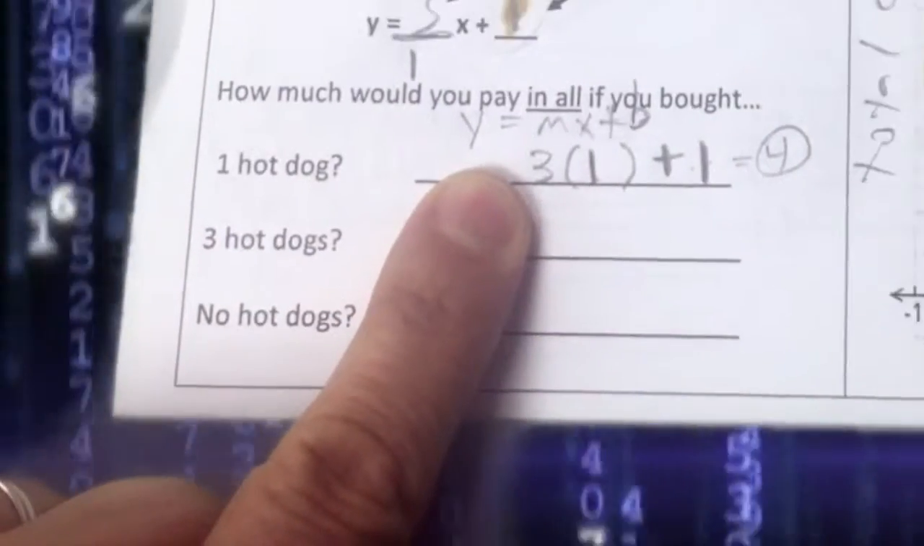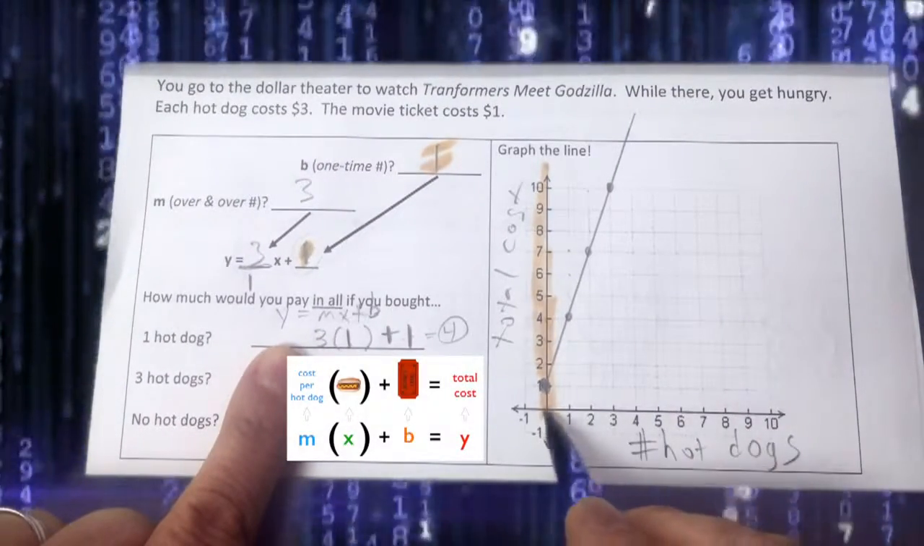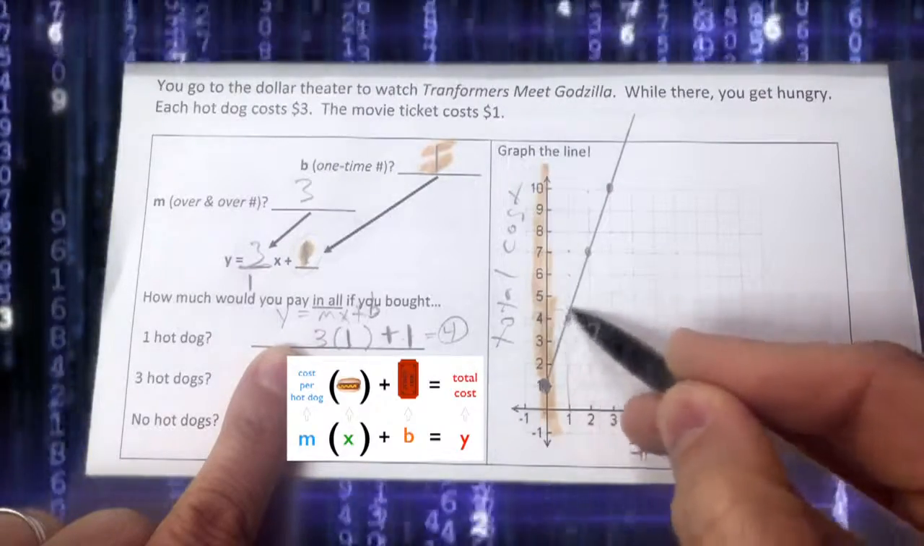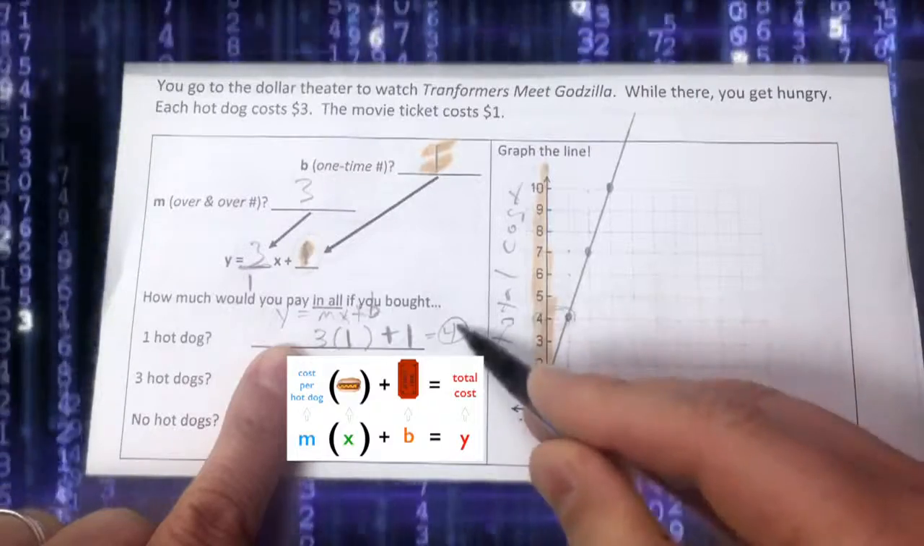Let's take a look at the graph and see if it agrees with our answer. If I go and buy one hot dog, I pay a total of $4. There it is. Just looking at the graph, I can get the answer.